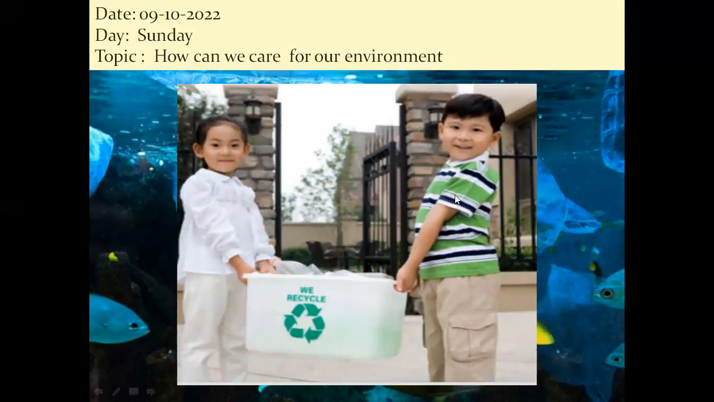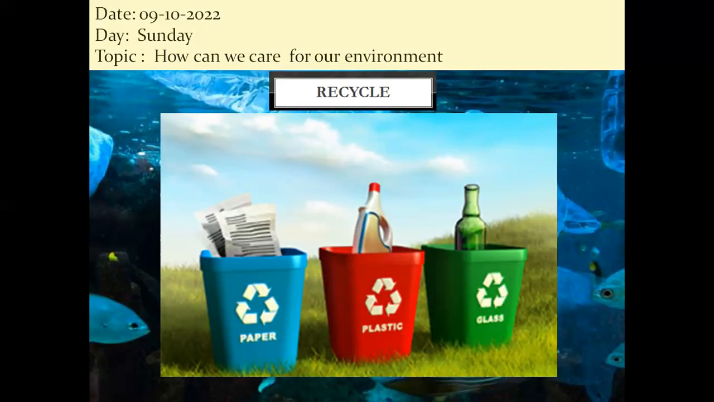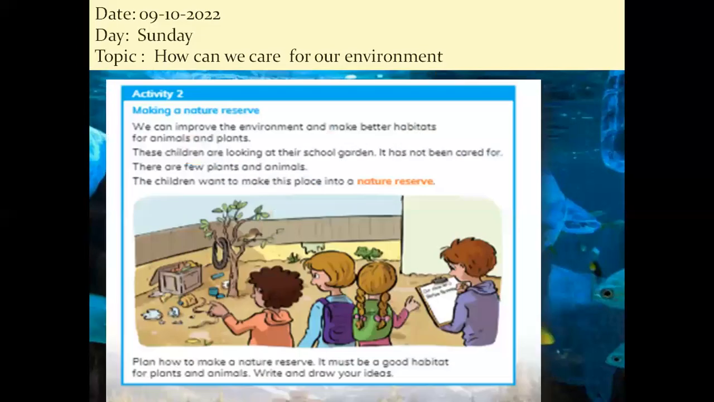So here are two children. You can see in the picture, what are they doing? They are recycling things. They are recycling paper. In Europe, they put different dustbins, paper, plastic, glass, so we can separate them and put the litter or used materials inside them, and they take the old ones and reuse them and make them new. So here we can improve the environment and make better habitats for animals and plants.